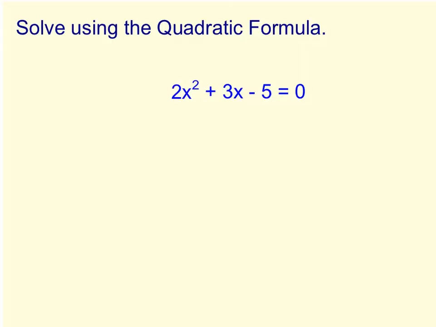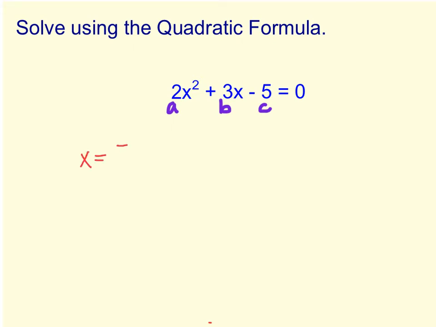So solve using the quadratic formula. Here is our quadratic equation. If you notice, it's set equal to 0. That's very important. You want everything all on one side, 0 on the other side. We want to be able to identify the a, the b, and the c values so that we can plug it into the equation. So the equation, if you remember, you can even sing it.